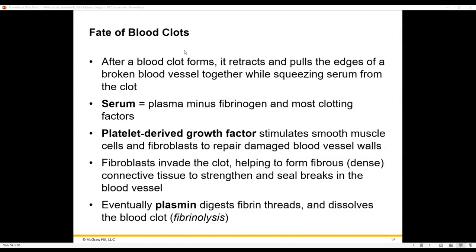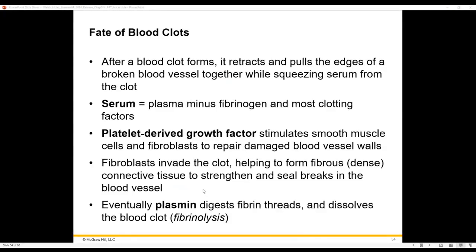Okay, what happens then with the blood clots after they're no longer needed? So after a blood clot forms, it retracts and pulls the edges of a broken blood vessel together while squeezing the serum from the clot. Serum is the plasma minus fibrinogen and most of the clotting factors. Platelet-derived growth factor stimulates smooth muscle cells and the fibroblasts to repair the damaged blood vessel walls.